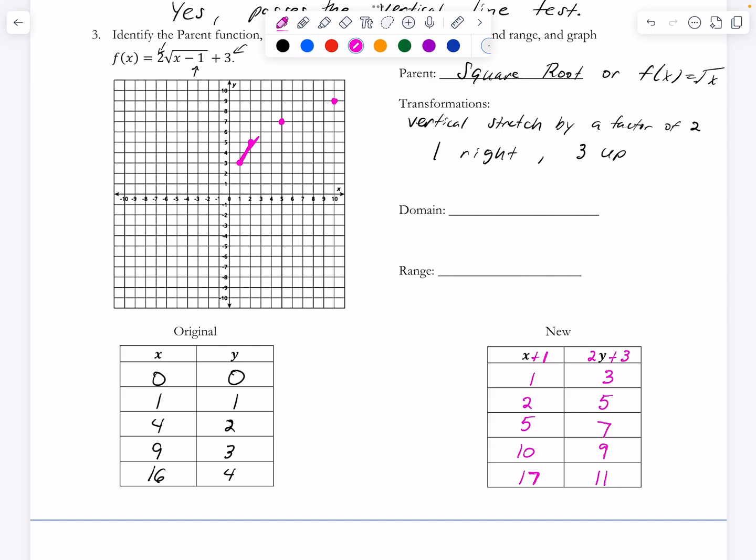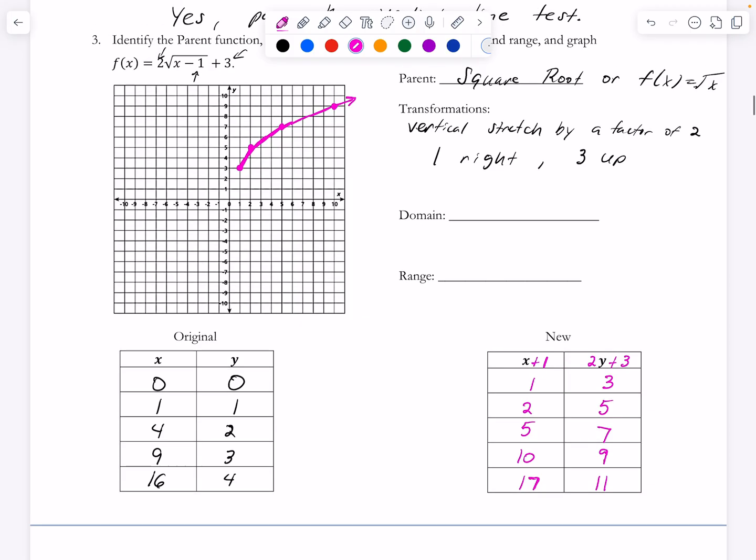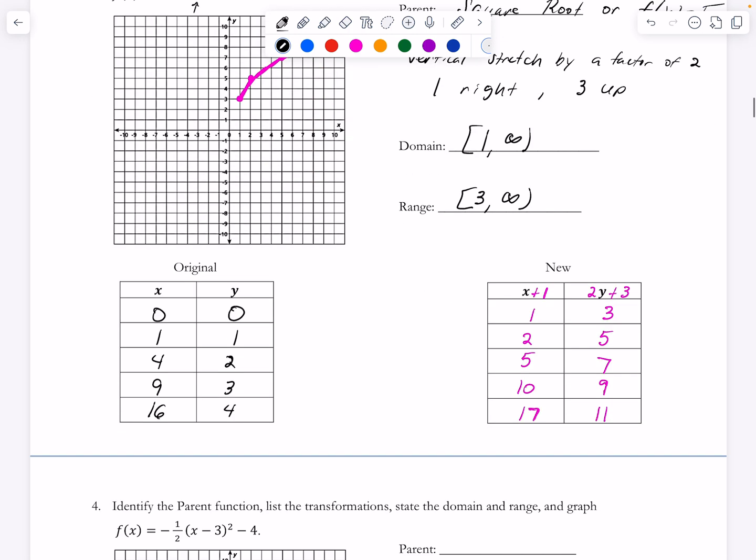Hopefully you know at this point, if you don't, review it, how we're going to finish that graph. It's not going both directions, just one direction. All right, great. So the domain is not all real numbers, not negative infinity to infinity, because we're not moving to the left or to the right forever. So our lowest x value is 1. We are including that. Our highest x value is infinity. Our lowest y value for the range is going to be 3, and our highest y value is infinity. And that is it for that one.